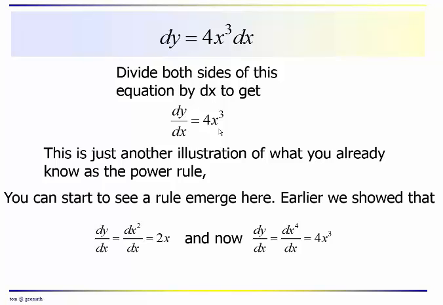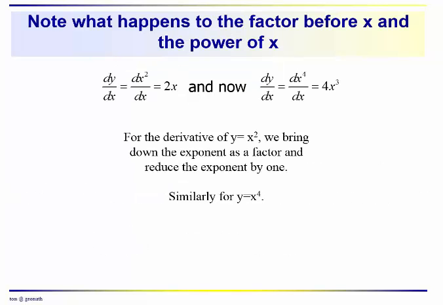So we have a general rule that we can use. The factor before x is just the power that the function was originally raised to in both cases, and we reduce the power of x by 1. So that for y is equal to x squared, its derivative is just equal to 2x. For y is equal to x to the fourth, its derivative is just equal to 4x to the 4 minus 1, or 4x cubed.